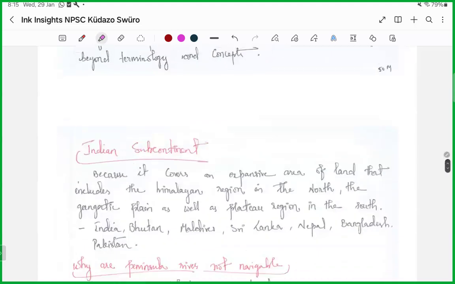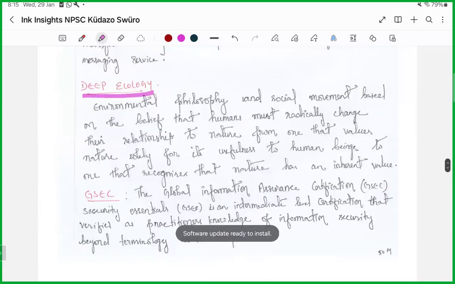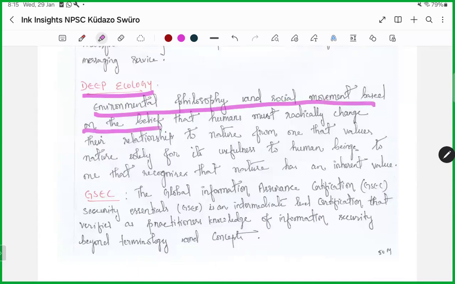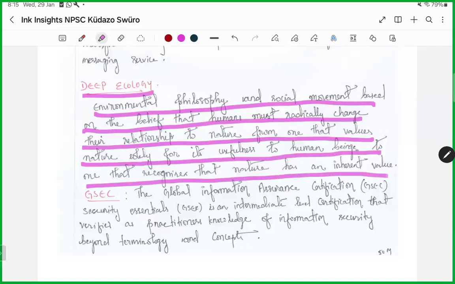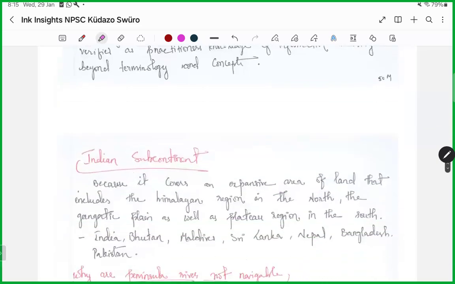All right, deep ecology. So what is deep ecology? Environmental philosophy and social movement based on the belief that humans must radically change their relationship to nature from one that values nature for its usefulness to human beings to one that recognizes that nature has an inherent value. Okay, nature has an inherent value.